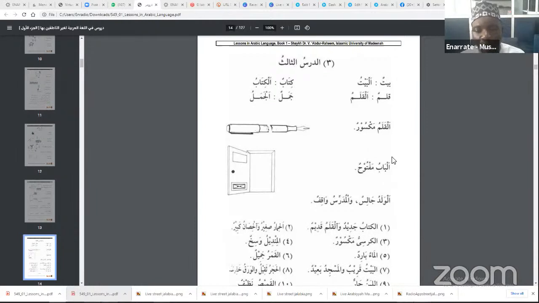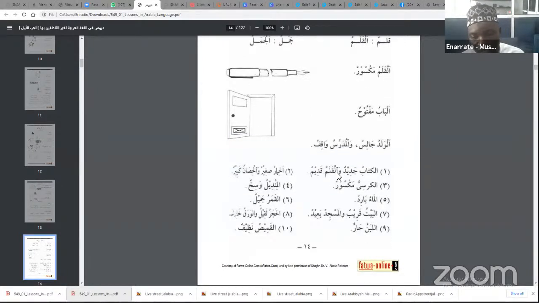Okay, so you have a couple of adjectives to learn in this darsu, this lesson. You have al-waladu jalis, the boy is sitting, wal mudarris waqif, and the teacher is standing. I think we actually stopped here in our revision last week. So if you look at number 1 to 10 here, you have al-kitabu jadidun wal qalamu qadimun. You have a number of adjectives here from 1 to 10, so let's quickly go through them.